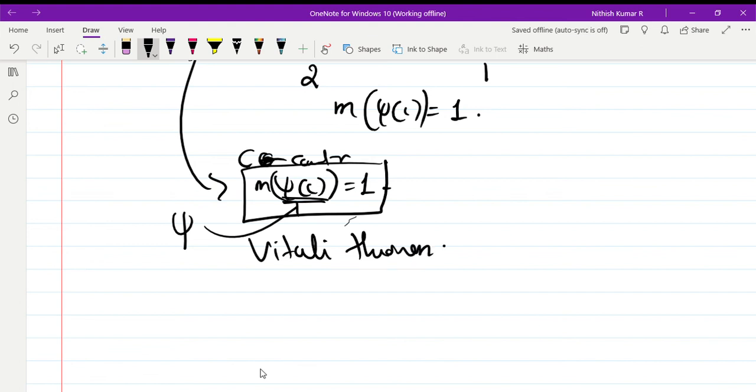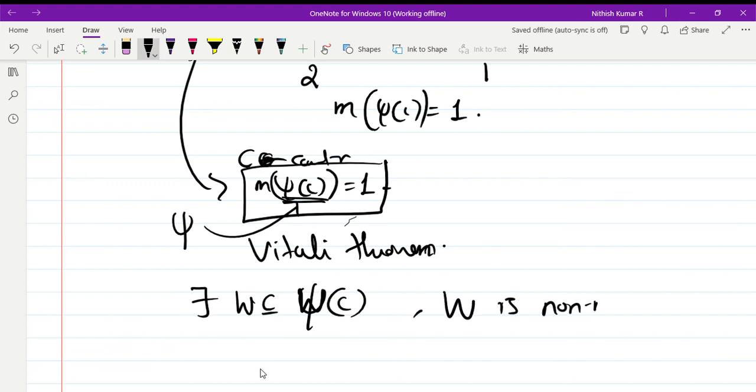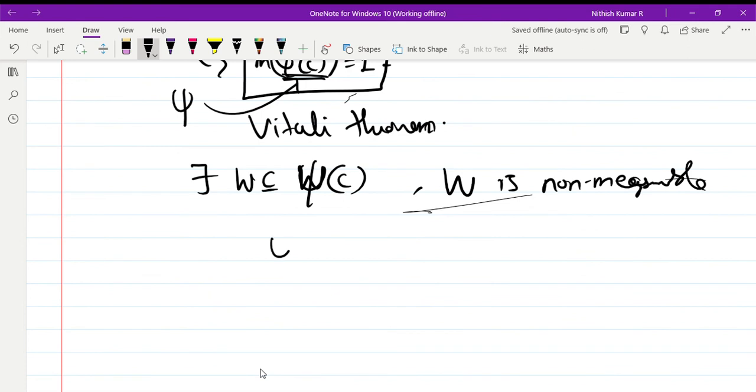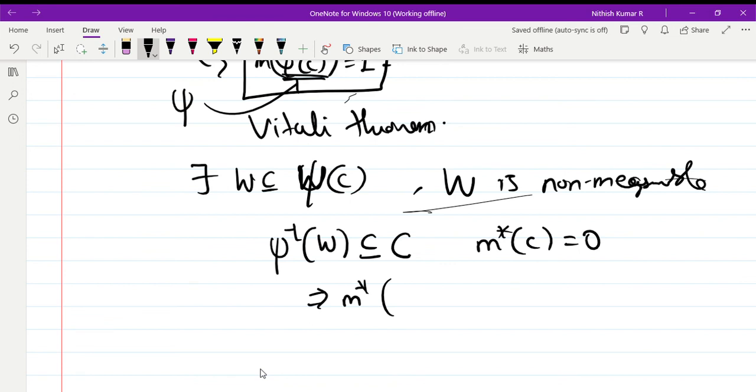Using the Vitali theorem, if a set has positive measure, then it contains a non-measurable set. That is, there exists a W contained in xi of C such that W is non-measurable. Now xi inverse of W is contained in C, and we have m star of C is equal to 0, that is, the measure of the Cantor set is 0. This implies the measure of xi inverse of W is equal to 0, so using the monotonicity property, xi inverse of W is measurable.